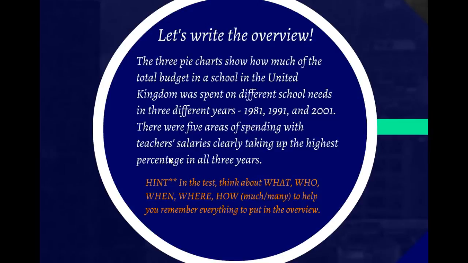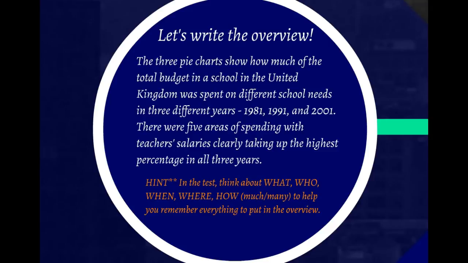Let's write the overview. The 3 pie charts show how much of the total budget in a school in the United Kingdom was spent on different school needs in 3 different years, 1981, 1991 and 2001. There were 5 areas of spending, with teachers' salaries clearly taking up the highest percentage in all 3 years.